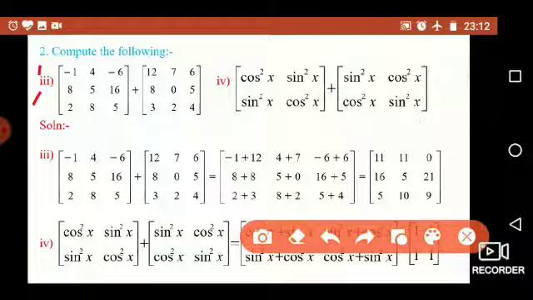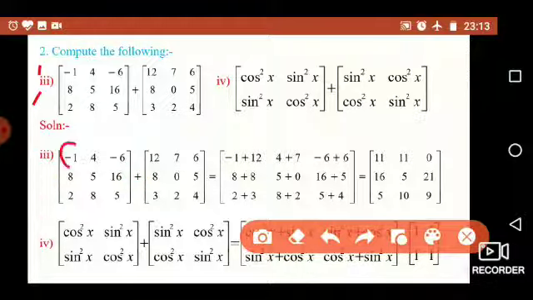Matrix minus 1, 4, minus 6 in the first row. Second row elements are 8, 5, 16 and third row elements are 2, 8, 5. Plus another matrix of the same order containing the elements 12, 7, 6. Second row elements are 8, 0, 5 and the last row elements are 3, 2, 4. As per the algebraic operation of matrices, we can add the corresponding elements of both the matrices.